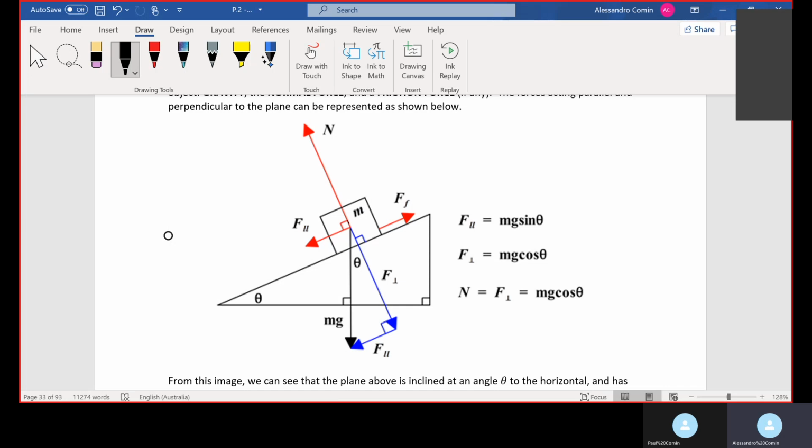So here we have the normal force and we have mg cos theta. Because they're the only two forces pointing upwards and downwards, we can assume that the normal force is mg cos theta. I hope we all remember that identity. And then obviously the force pointing down the slope is mg sine theta, and then we have friction pointing up the slope, etc.